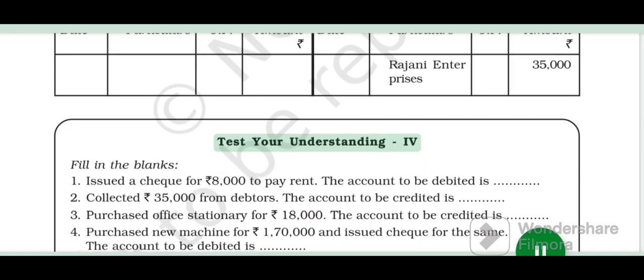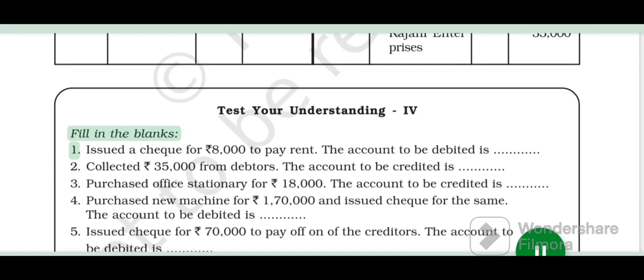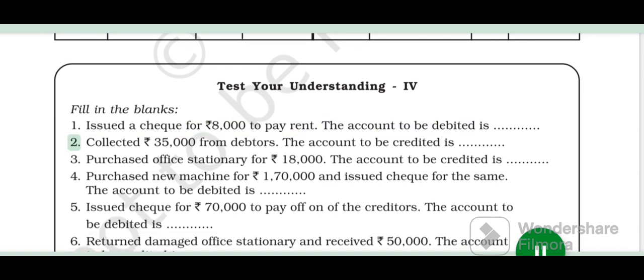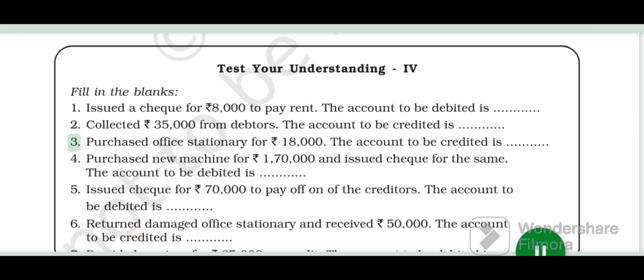As to your understanding, IV. Fill in the blanks. 1. Issued a check for ₹8,000 to pay rent. The account to be debited is ___. 2. Collected ₹35,000 from debtors. The account to be credited is ___.